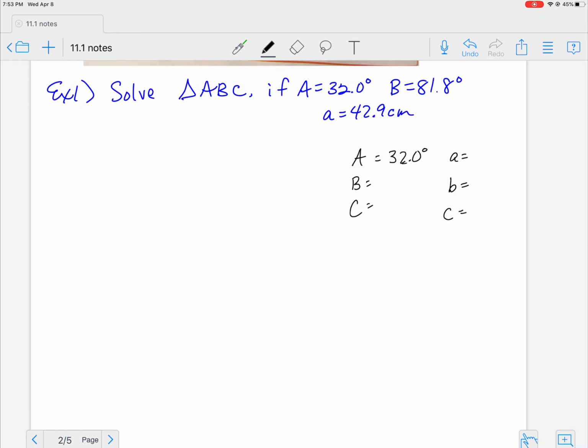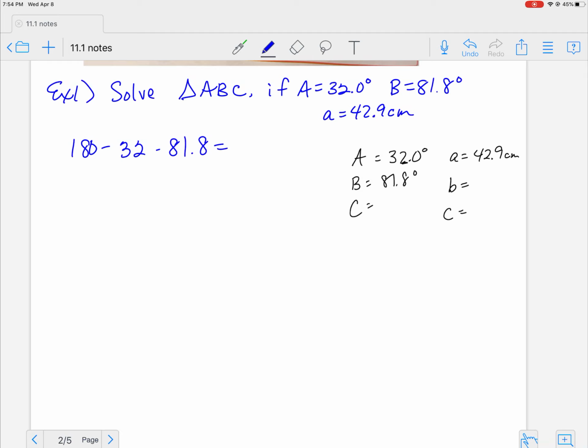Whenever I'm solving for a triangle, I like to write out what I've got. I have angle, angle, angle. I have side, side, side. For this one, I know that 32.0 degrees is A because it's given. B is 81.8. And side a is 42.9. I have to figure out angle C and then the two sides that go with it.